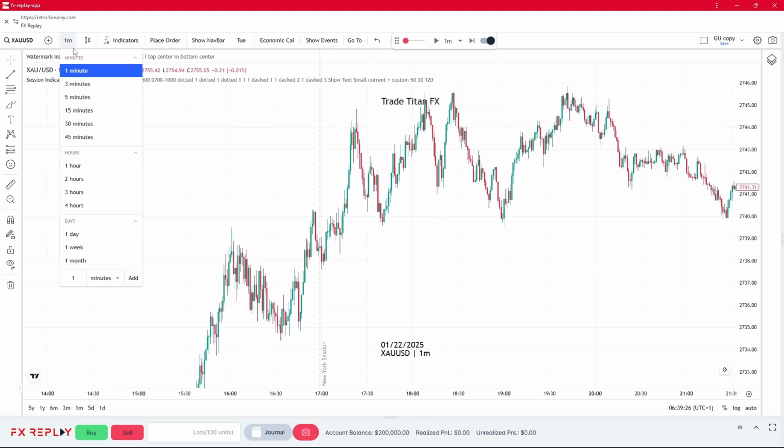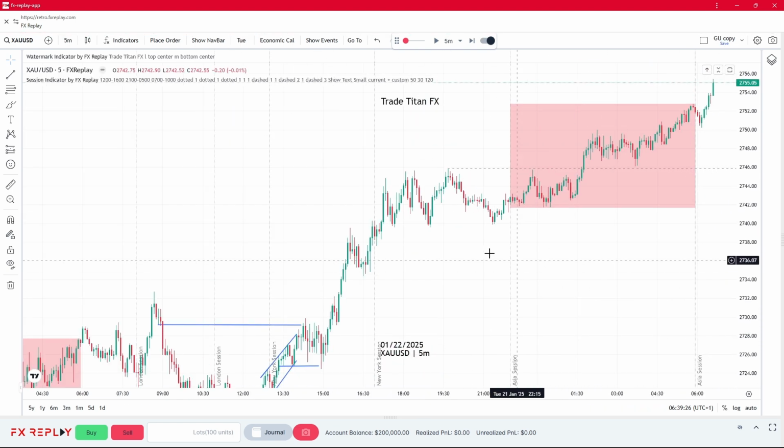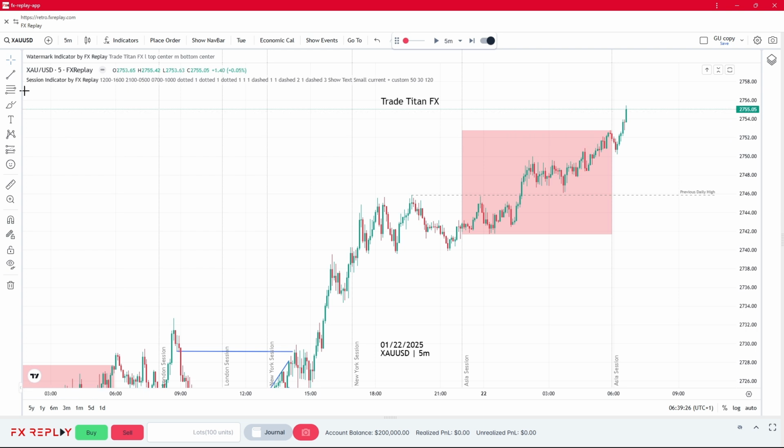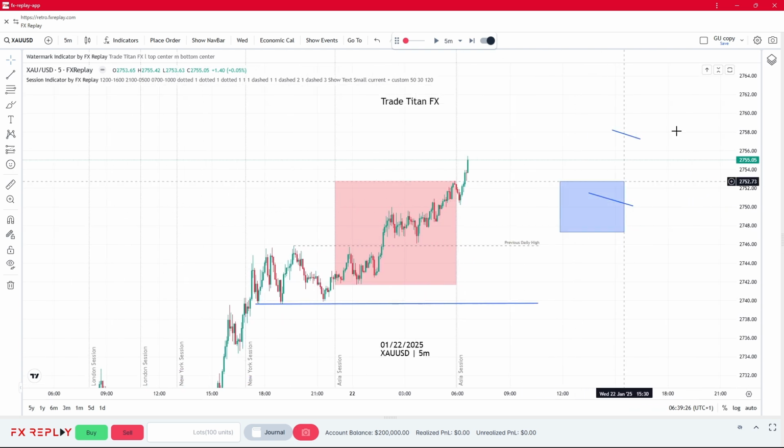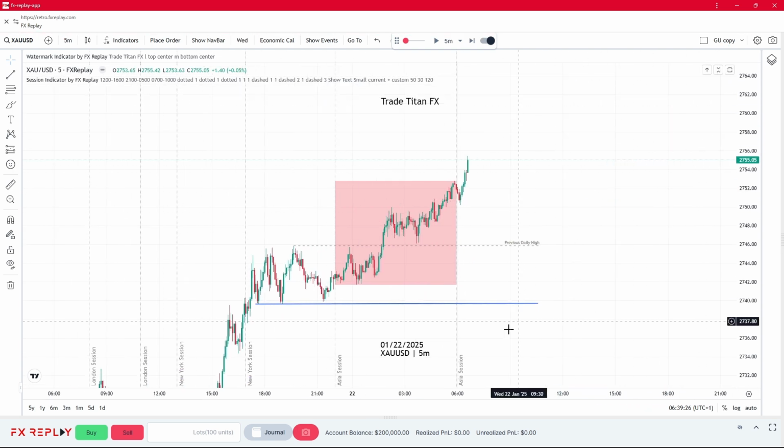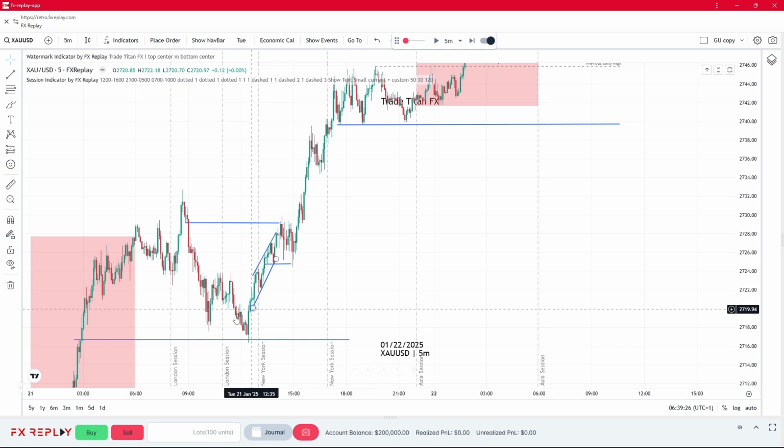What else do we have here? Let's have a look on the 5. Yeah, that's pretty much like triple bottom, okay? I'm gonna get rid of this. I don't know why this is there, but anyway.